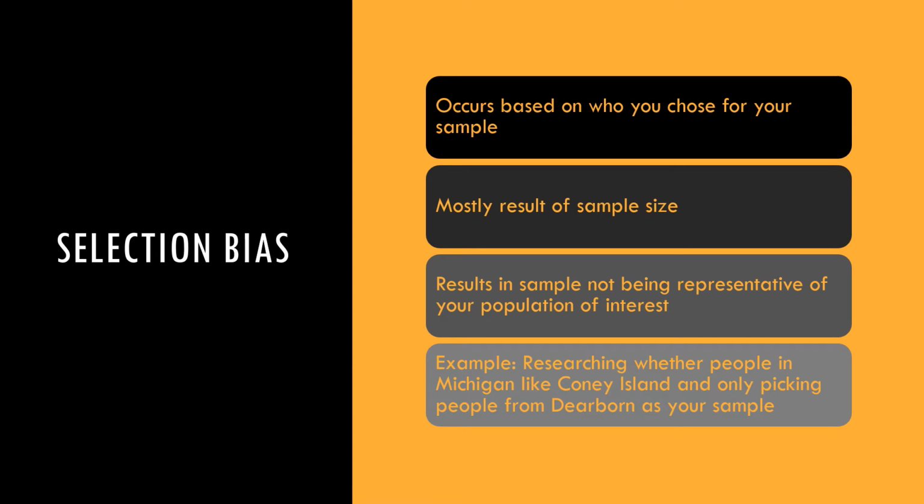So for example, if you wanted to know whether or not people in Michigan like Coney Island, if you only pick people from Dearborn as your sample, that wouldn't be a useful sample size, because you're only looking at one city. And while, say, people in Dearborn might love Coney Island, people in another city like Canton may hate it. So the data that you gather would then show that everyone in Michigan loves Coney Island, when that is not the case based on who you selected.